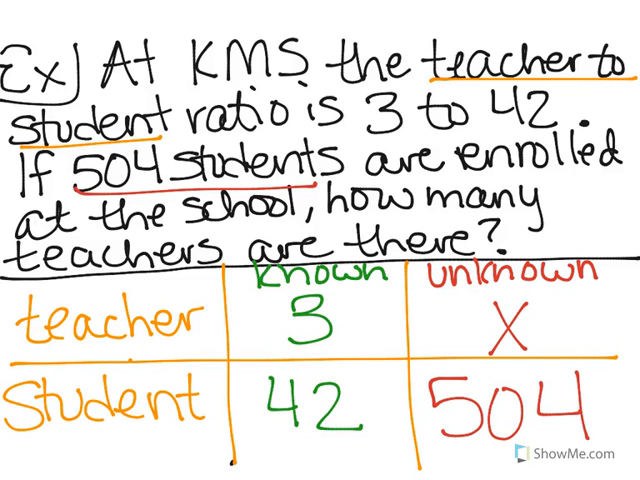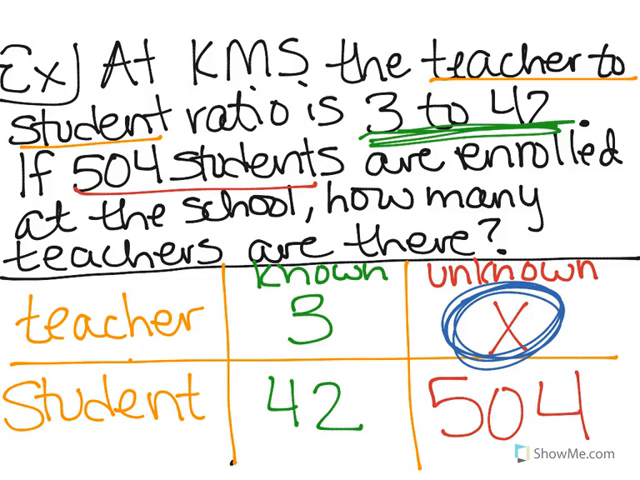Okay, this is just setting it up. We put our label as teacher to student in orange. We put our known value in the problem that said 3 to 42. We put that in our known place. And we put our unknown as X to 504. The second step is we solve. And we're trying to solve for X.